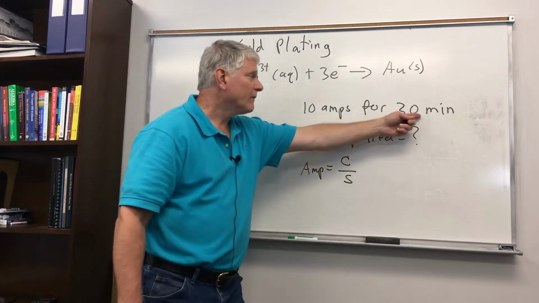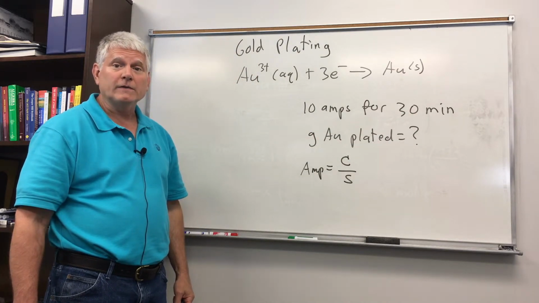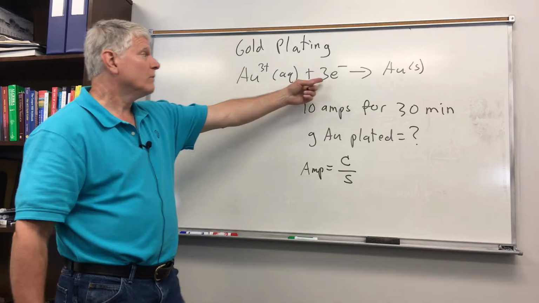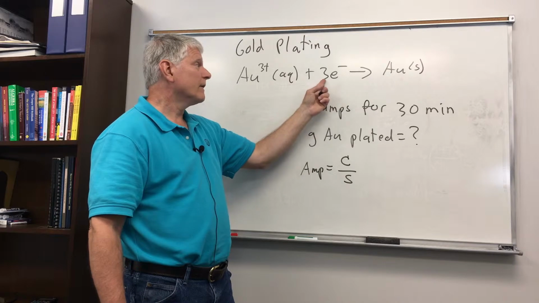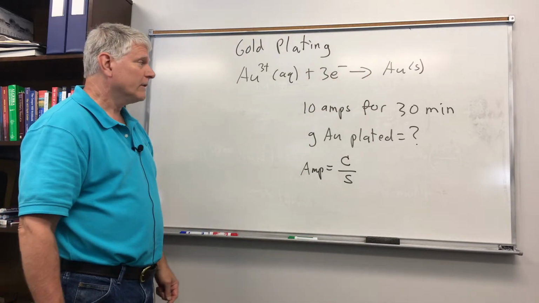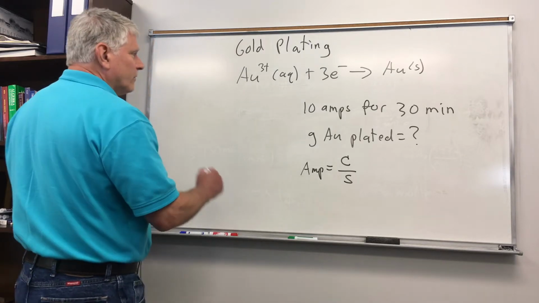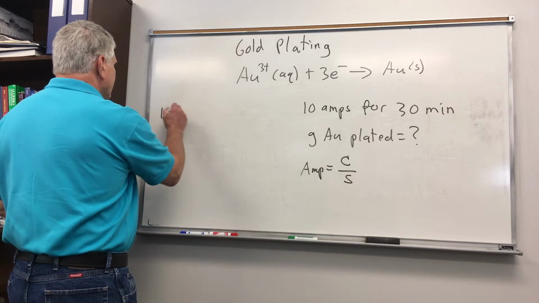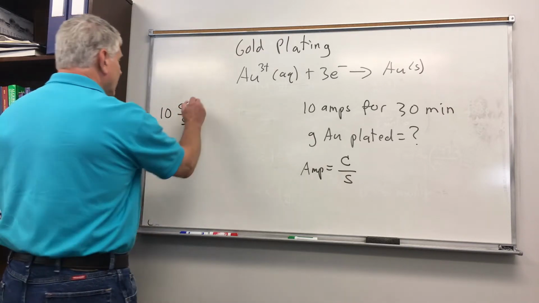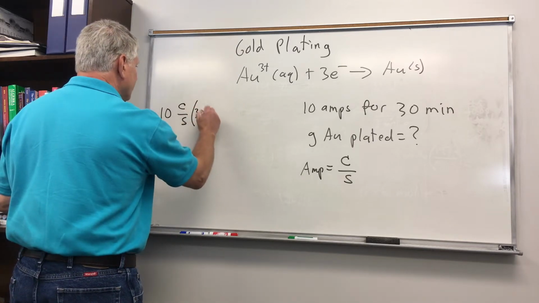And if we run that for 30 minutes, we can tell exactly how many moles of electrons we have run through our reaction. So that 3-to-1 ratio here, for every 3 moles of electrons, we get 1 mole of gold plated out. So we can determine the number of moles of gold. So if we have 10 amps, that's 10 coulombs per second of current, and we run that for 30 minutes. We'll convert 30 minutes to seconds.